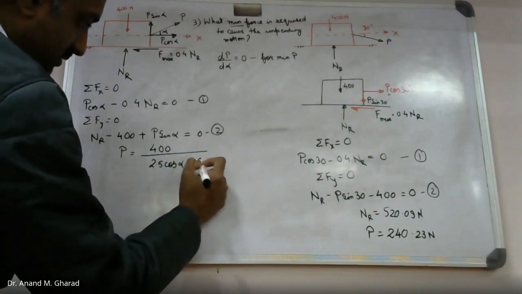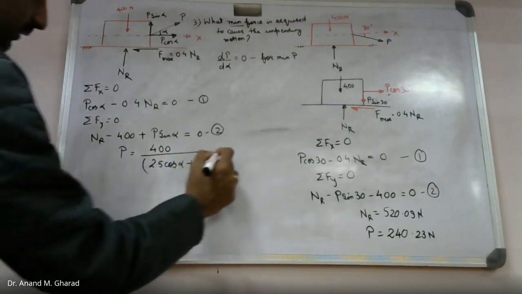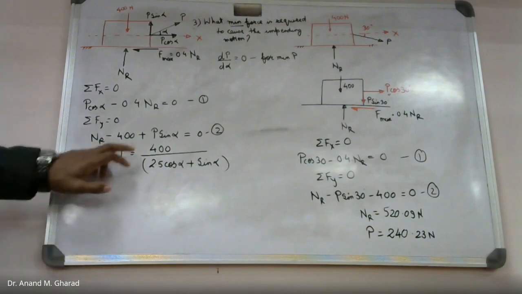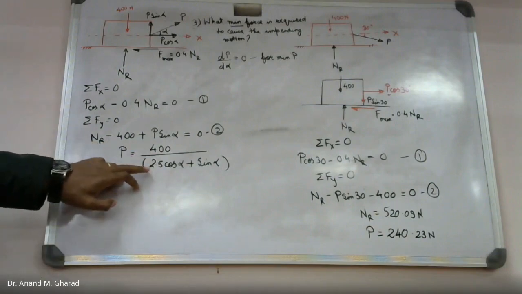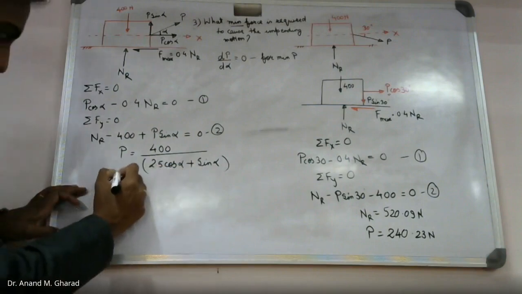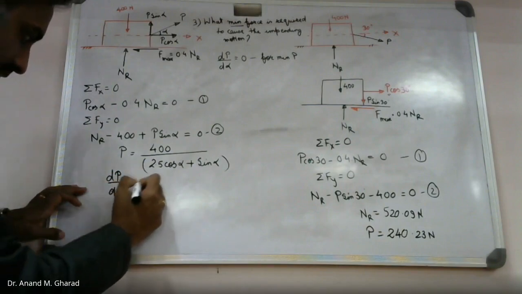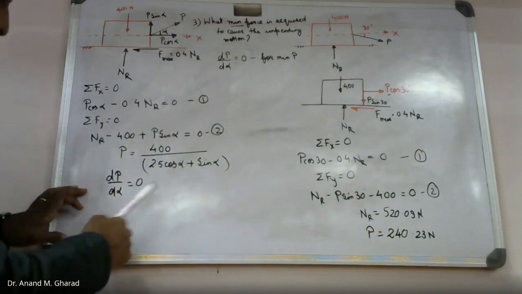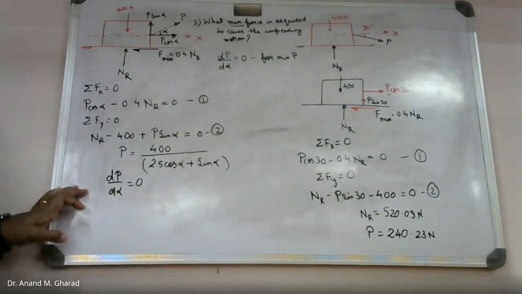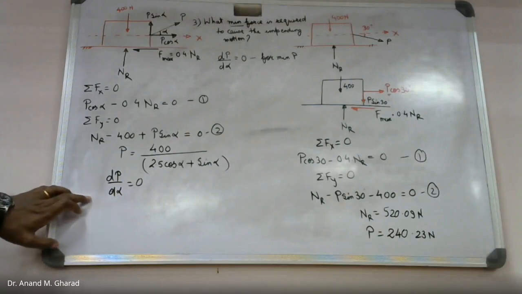Cos alpha plus sin alpha. This is what I am getting. You can verify. After eliminating NR value, I am getting P value in terms of cos alpha and sin alpha to be like this. And then I can definitely make use of this equation to find, since P is minimum. So in order to find out the minimum value of P, dP by d alpha will be equal to 0. You can calculate this value.